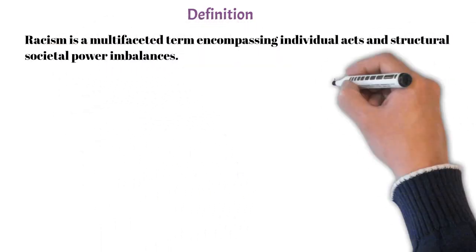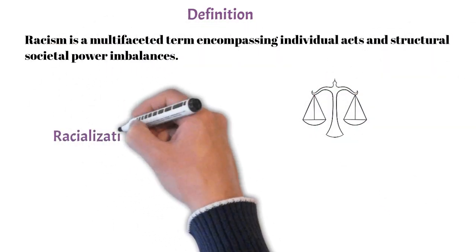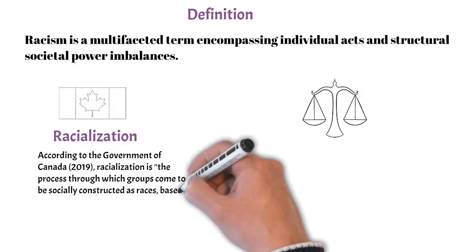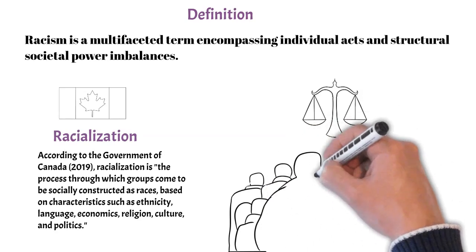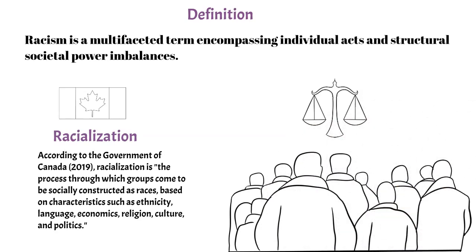To start, we need to understand the definitions of some terms. Racism is a multifaceted term encompassing individual acts and structural societal imbalances. According to the Government of Canada, racialization is the process through which groups are socially constructed based on various characteristics. This process, rooted in history, has found its way into technology.